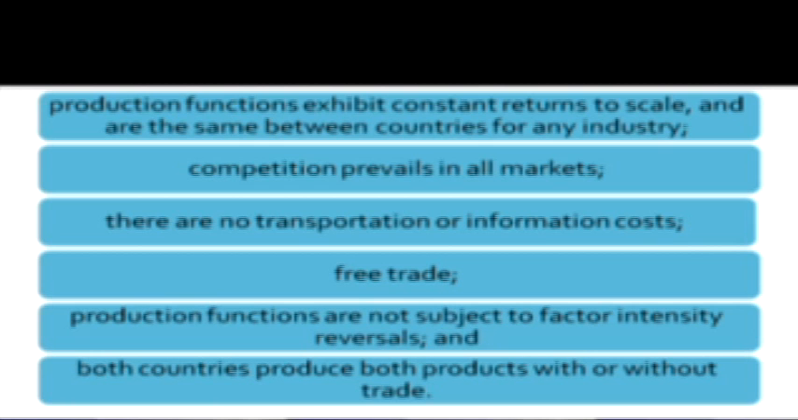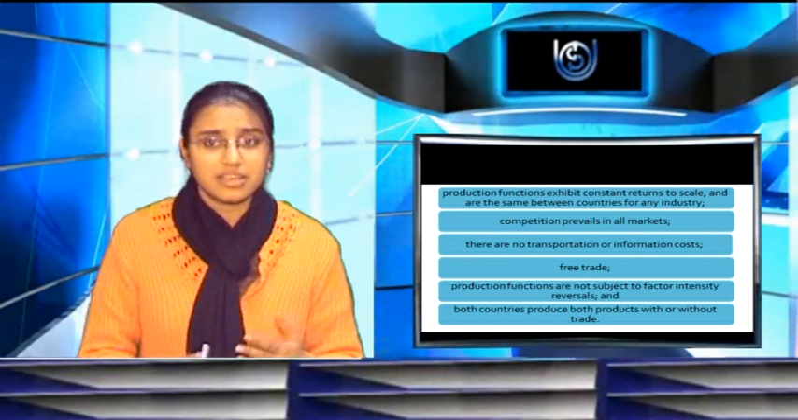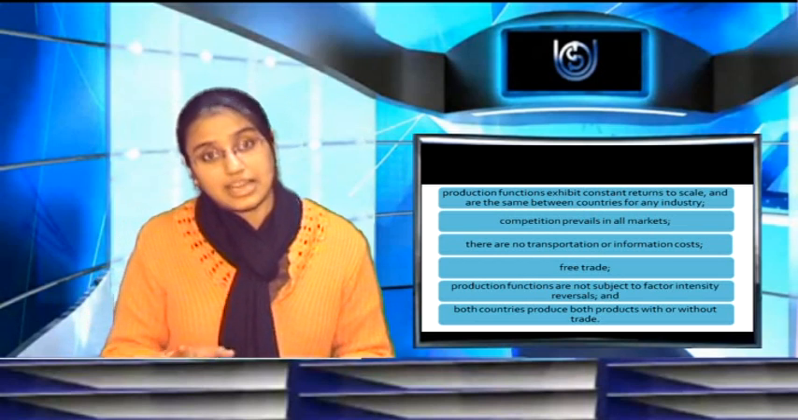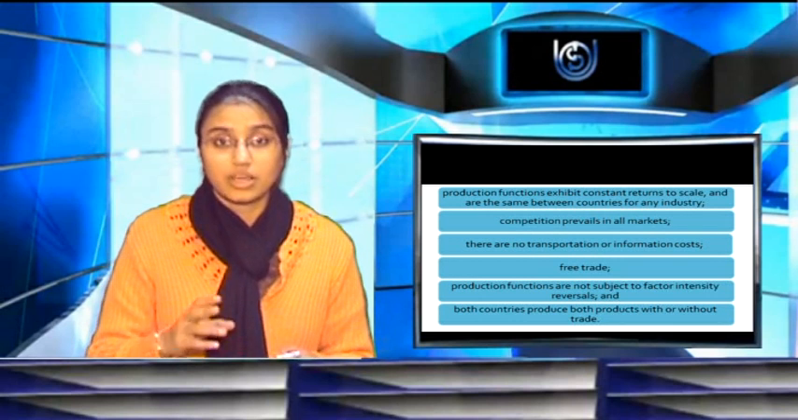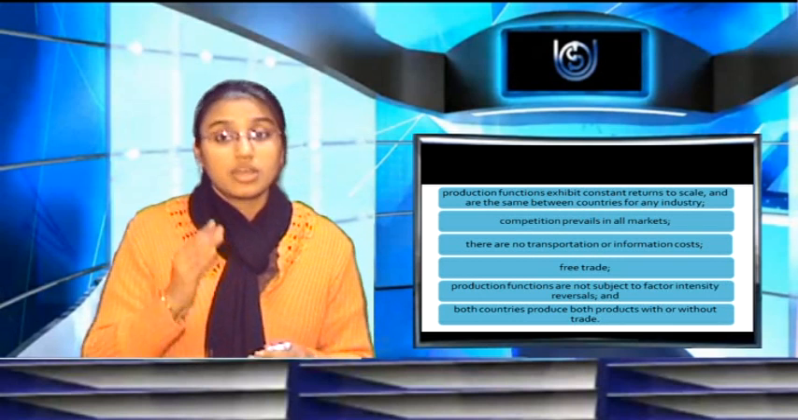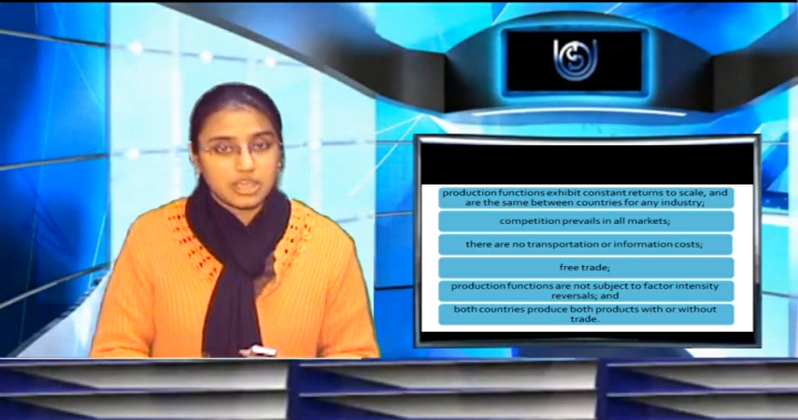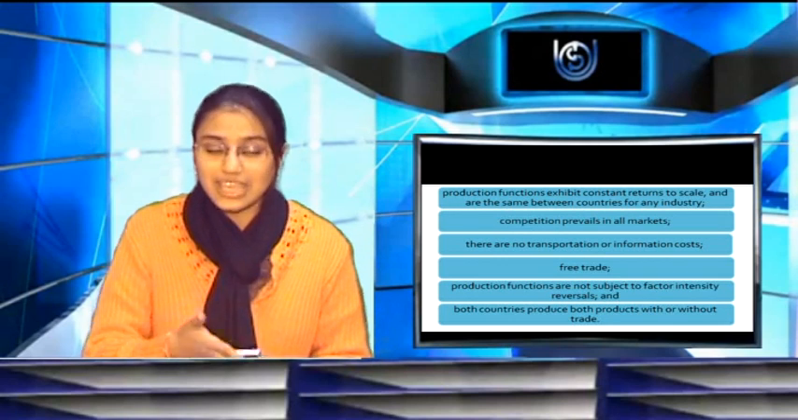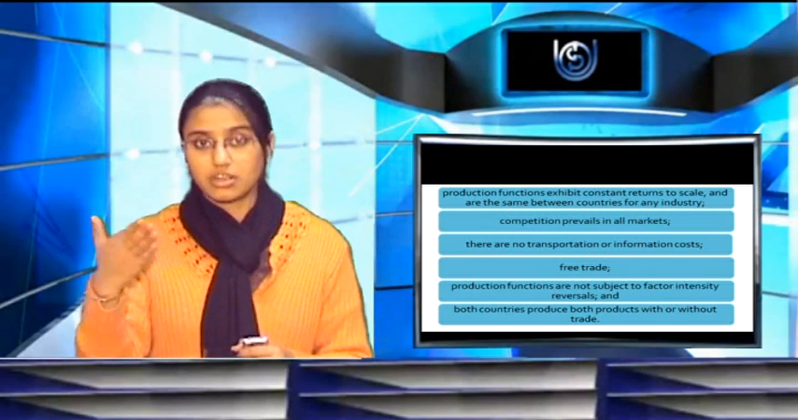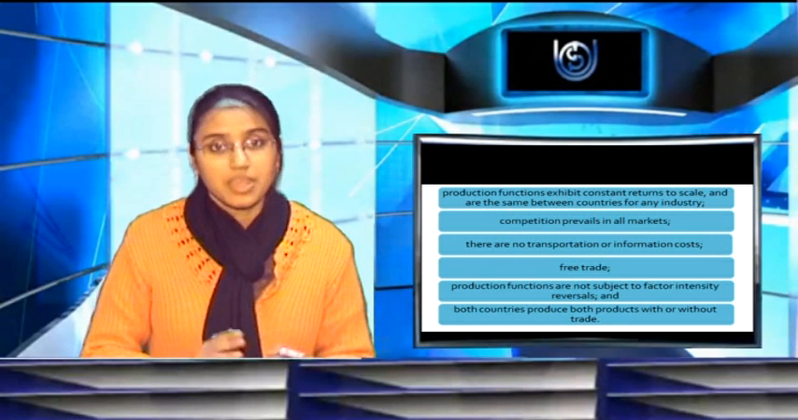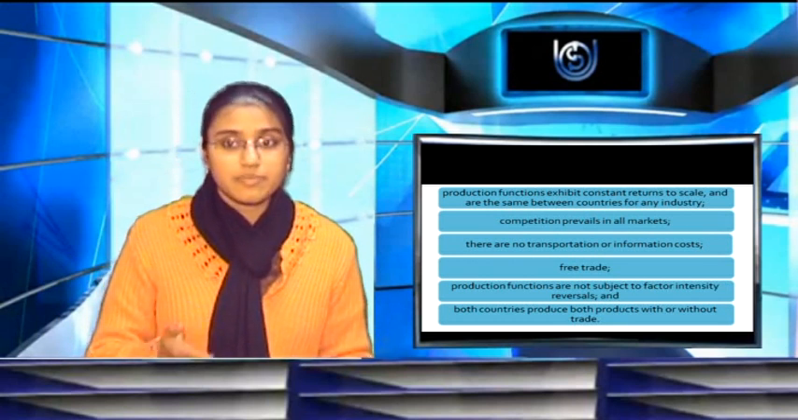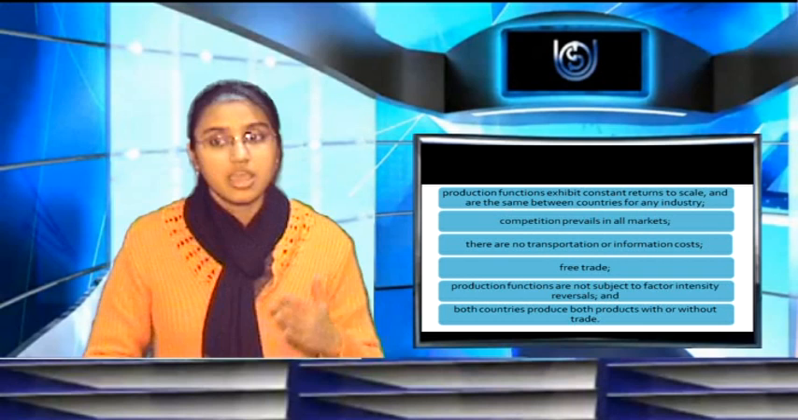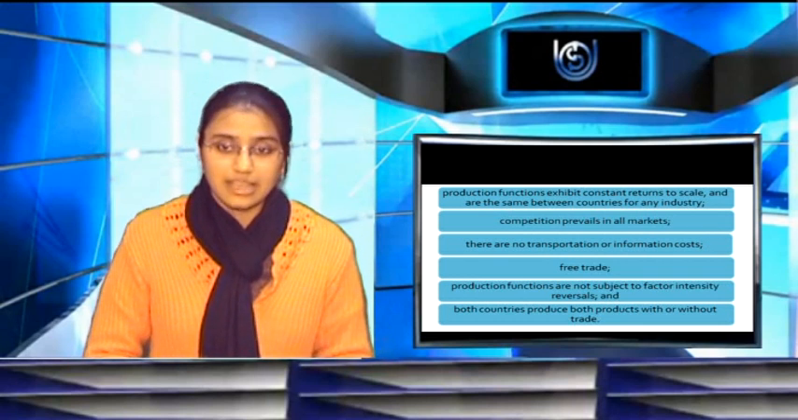We can state that this is again a very big assumption in all the theorems. At the same time, they were basically working on perfect competition. So there are no transportation or information costs, no technology cost or transportation cost of any kind, because we were assuming that all countries are at the same level. Free trade is there, and yes, the production functions are not subject to factor intensity. So none of the production functions are linked to factor intensity.